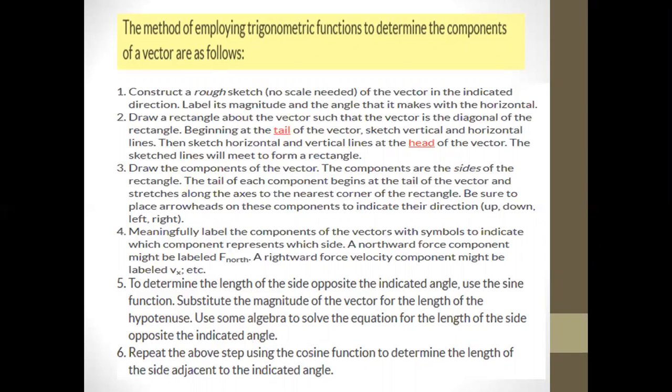Number five, to determine the length of the side opposite to the indicated angle, use the sine function. Substitute the magnitude of the vector for the length of the hypotenuse. Use some algebra to solve the equation for the length of the side opposite the indicated angle. Repeat the above step using the cosine function to determine the length of the adjacent side.